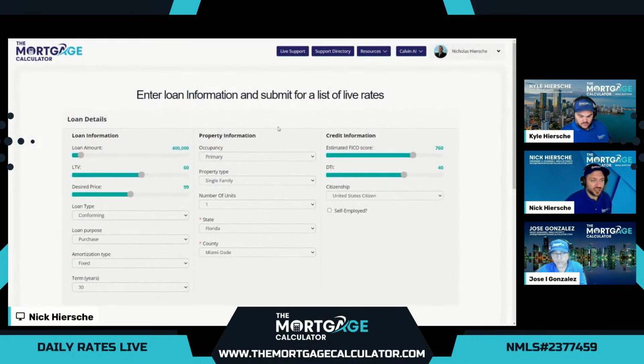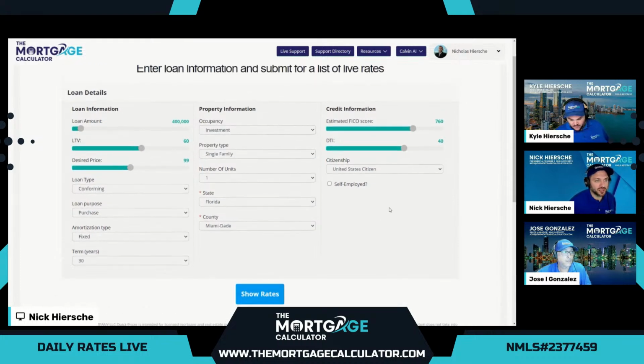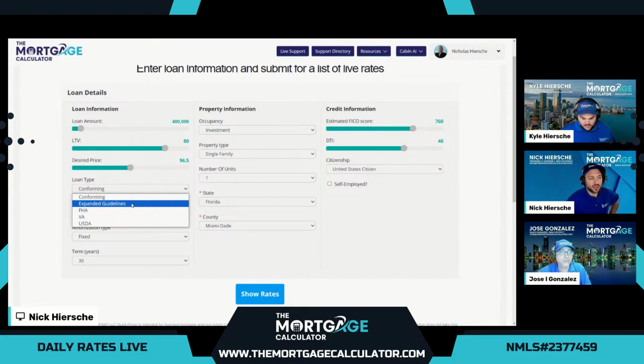And before we get into Jose's deep dive, we still want to do some live pricing for investments. So Jose is going to go into some details there. But we want to do some live pricing demos as well. So we'll set the LTV to the same, 80% loan, 20% down payment. And we'll have the computer find the best rates we can offer for conforming conventional and expanded guidelines, also known as non-QM. Remember, government programs like FHA, VA, and USDA do not work for investments.